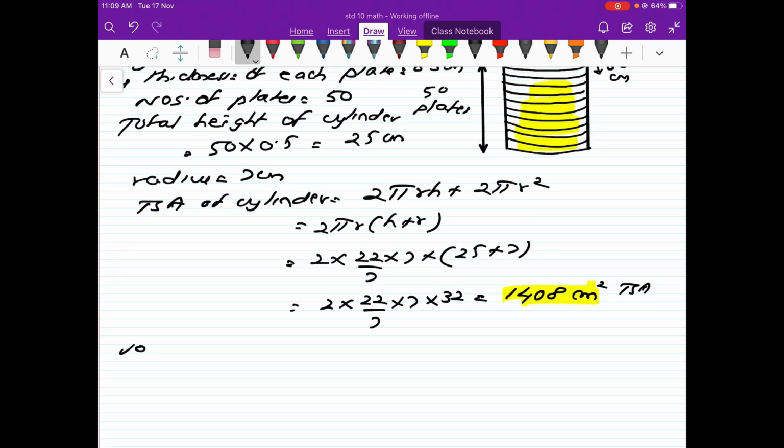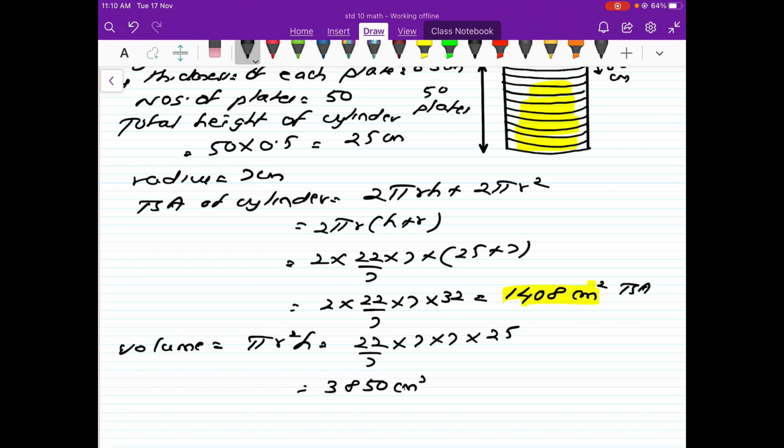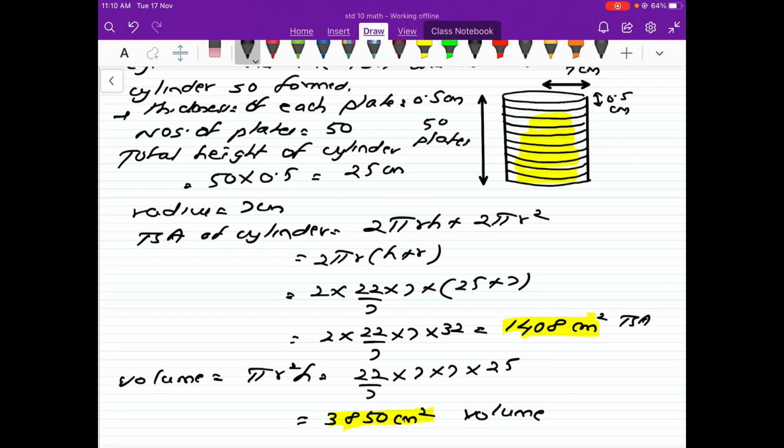Now for finding the volume of the cylinder. The volume of the cylinder is given by pi r square h. So this is 22 by 7 into 7 into 7 into 25. So 7 and 7 get cancelled. We are getting 3850 centimeter cube. Okay, so this is the volume of the cylinder. So this is how we combine the formula, simplify it, and only then we find the required values.